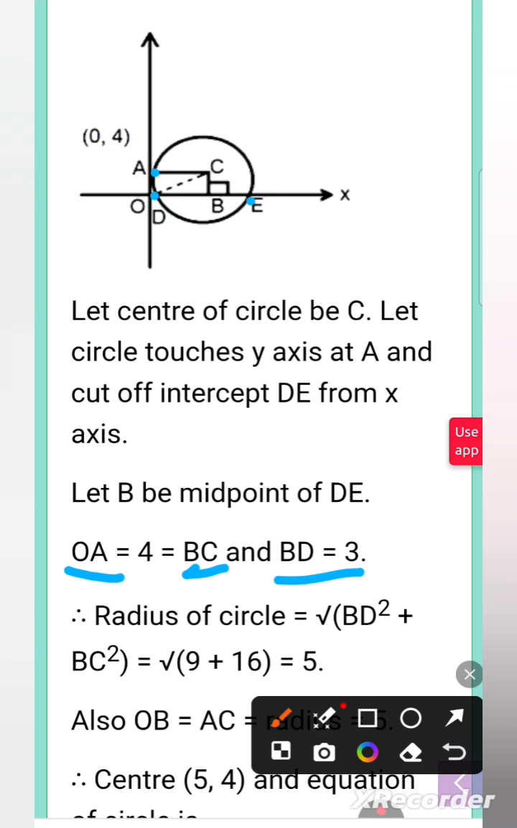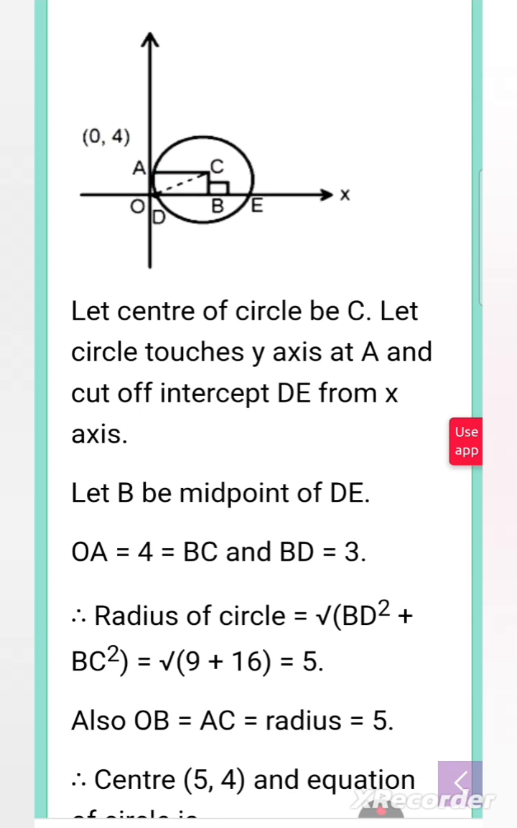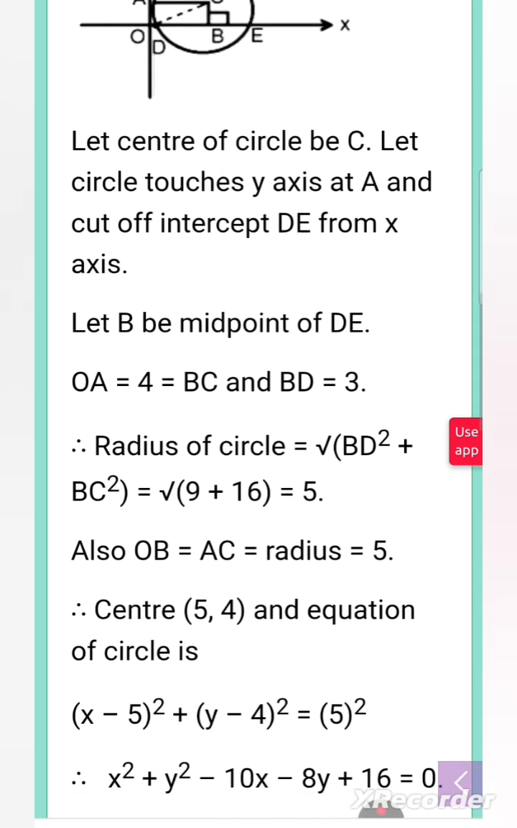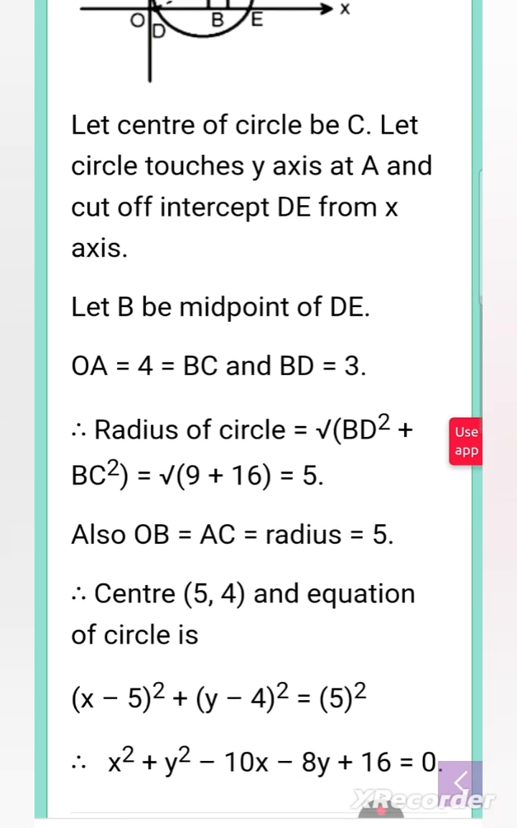The radius of the circle is the square root of 3 square plus 4 square, that is coming to 5. And also OB is equal to AC, that's the radius of the circle, that is 5 units. Now the center of the circle is at the point (5, 4).